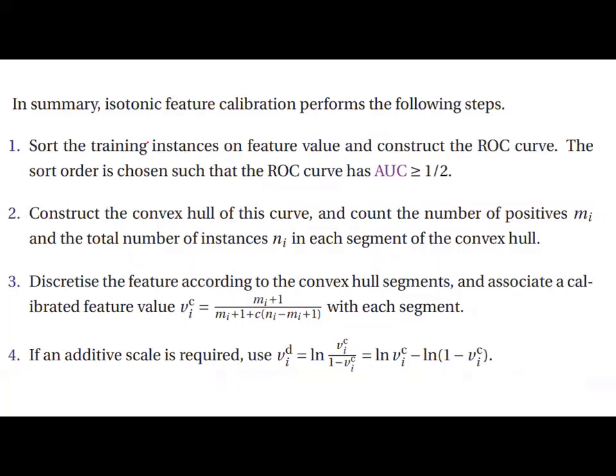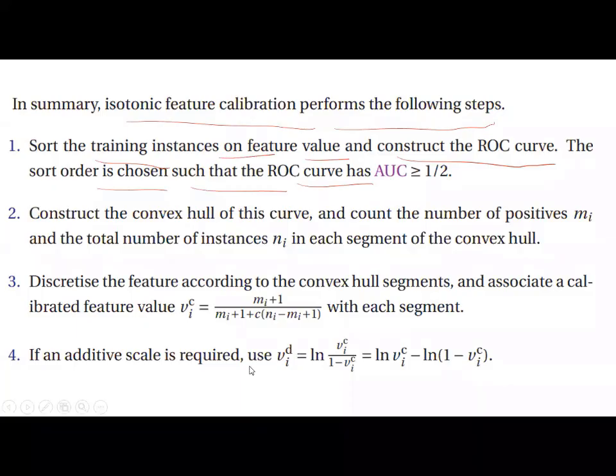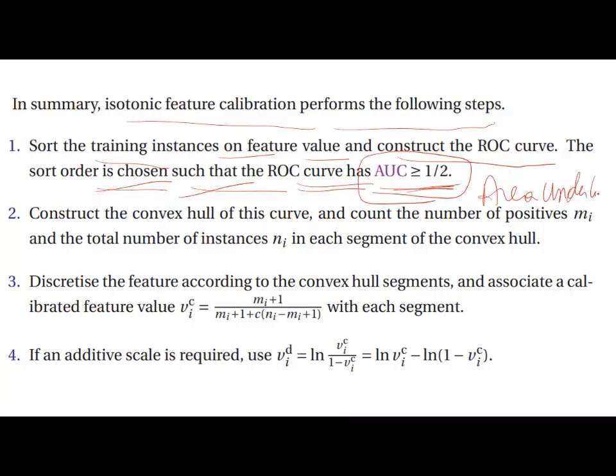Similarly, isotonic feature calibration performs the following steps. Sort the training instances on feature value, so that the ROC curve has AUC, area under curve, greater than or equal to 1 by 2. Construct the convex hull of this curve and count the number of positives Mi and the total number of instances Ni in each segment of the convex hull.